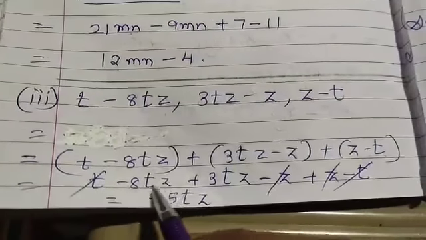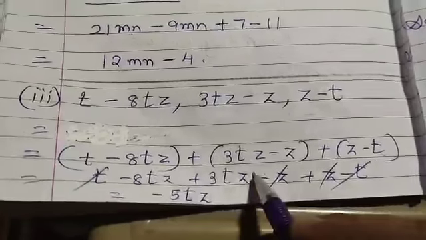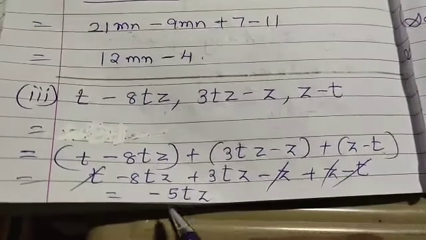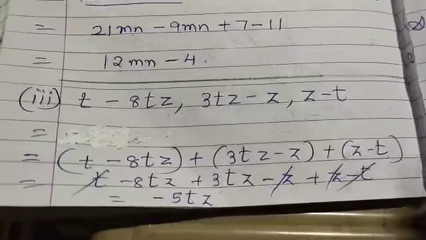Now what is left? Negative 8tz plus 3tz. So you have to keep this variable as it is. They are like terms. Then minus 8 and plus 3 give minus 5. So write down minus 5tz.